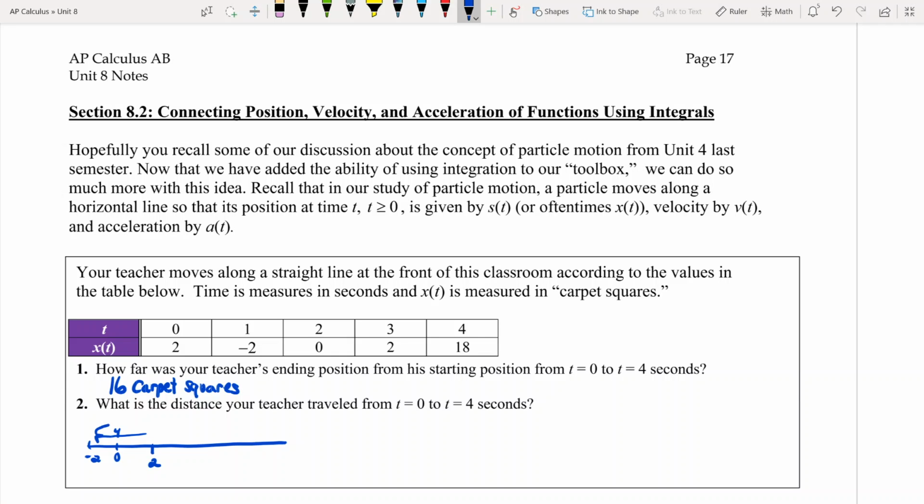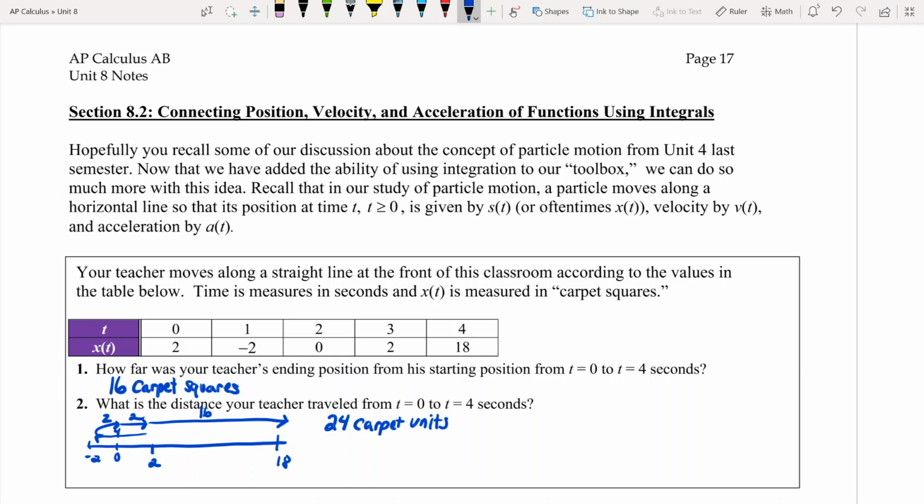Then I come back 2 units. Then the next second, I'm 2 units over, and then I'm all the way over here at 18, which is going to be an increase of 16 units. So if I add up all those distances, 4 plus 2 plus 2 plus 16, my total distance is going to be 24 carpet units.